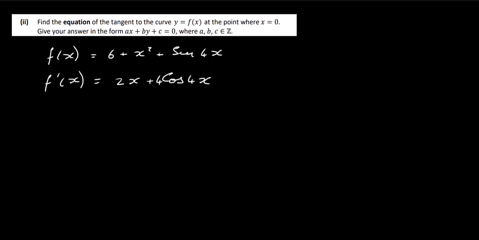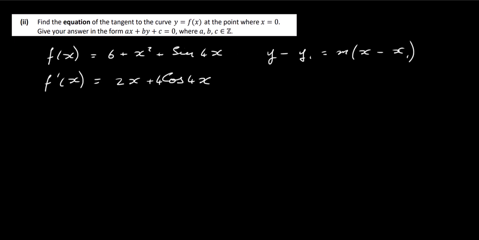Now we've got to write the equation of the tangent in this form here. So the equation of a line is y minus y1 is equal to m into x minus x1. So we need two things. We need a point on the line and we need the slope. So we're going to use this to find the slope, and we're going to use this here to find a point. So let's find a point first of all.